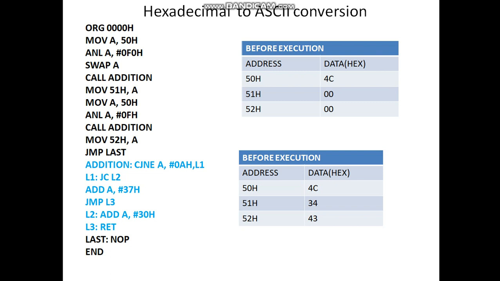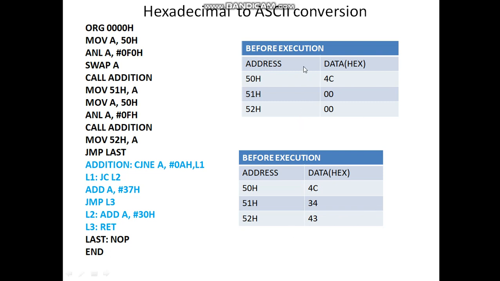Jump L3, it will come to the end of the subroutine, that is RET instruction will be executed and the control will be passed on to the main program. And in accumulator, 43 is the result stored, which will be stored in 52H memory location. Then jump last. So the program is terminated. Okay, this is how 4C is converted to 34 and 43H.